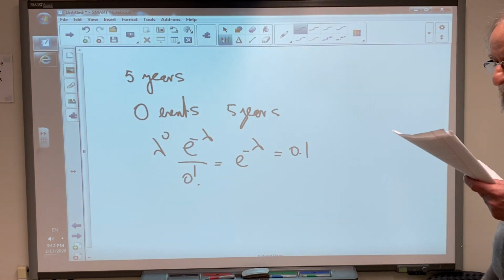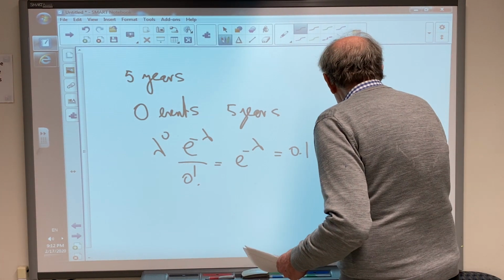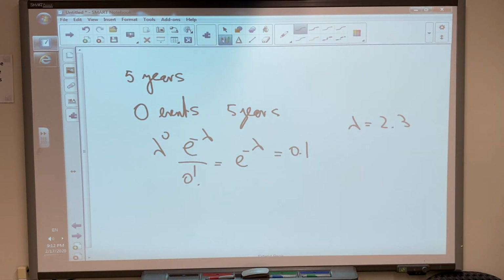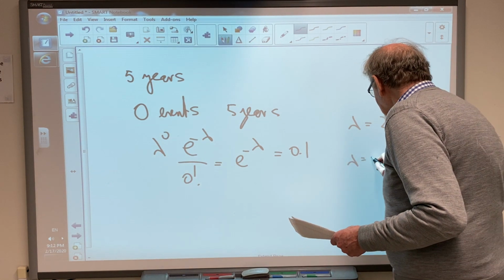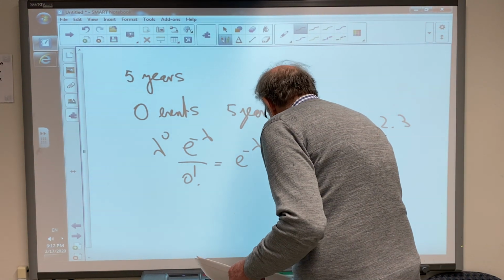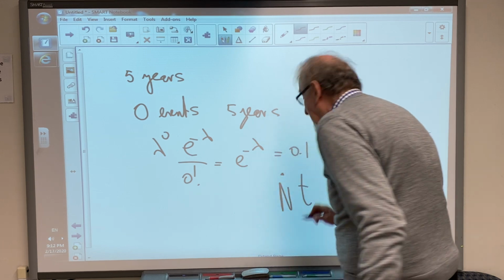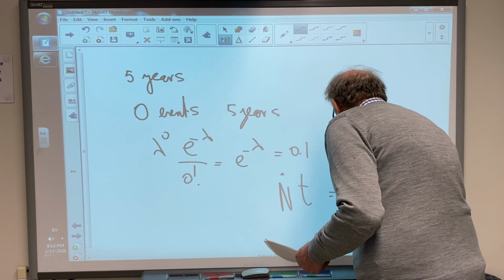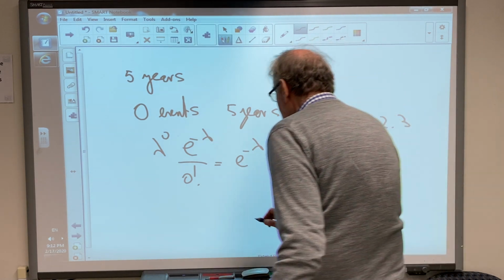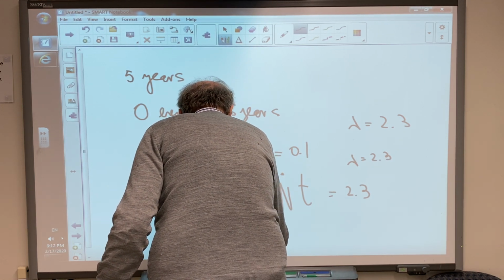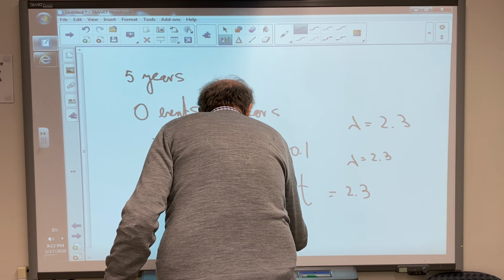So that is putting a limit on lambda, because lambda is 2.3. If you solve this equation for lambda, you get 2.3. So what you can say is the following, that lambda in this event is 2.3. But what is lambda? Lambda is the number of events per unit time times your time, right? And this is 2.3. So that means that since t is 5 years, 2.3 over 5 years is 0.4 events per year.